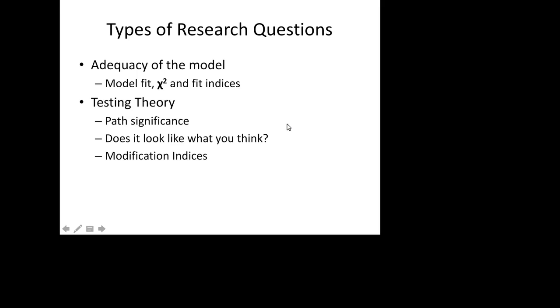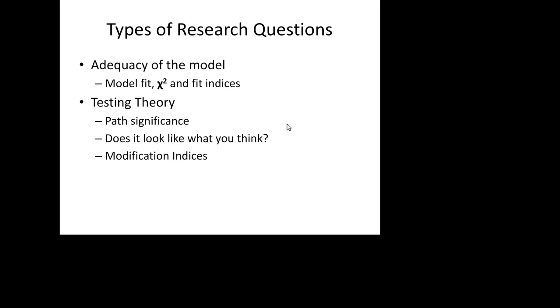And so to end this little section with, okay, what do I do with this? So I always am looking at adequacy of the model. So is the picture that I drew accurate, at least as far as I know? So we're going to look at model fit. We're going to talk about chi-square and fit indices. So I have a whole lecture on fit. It is the alphabet soup of fit statistics. I'm also testing a theory. So do the paths match what I would expect? Now in a confirmatory factor analysis, that's kind of easy.